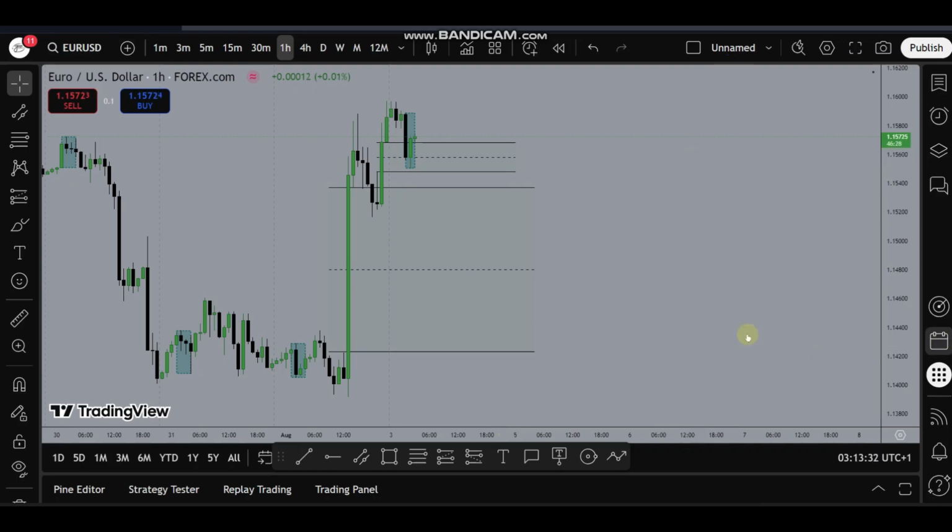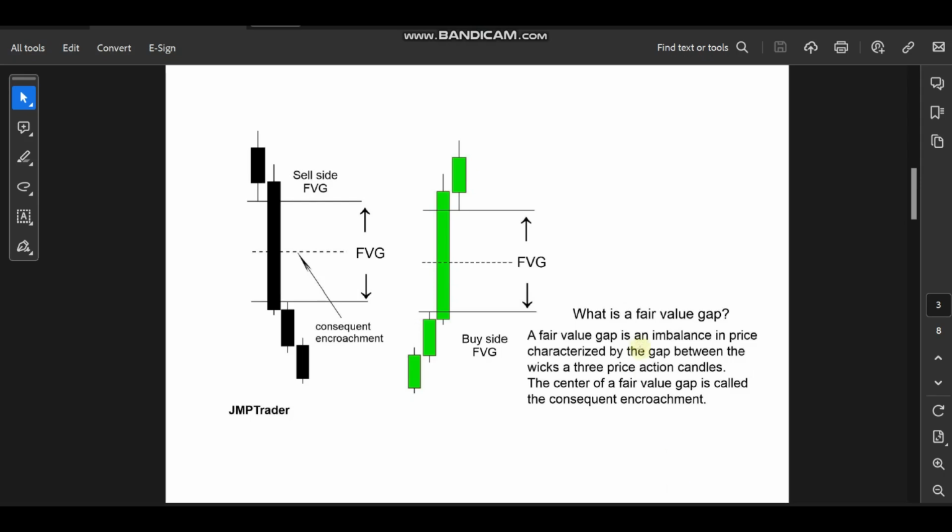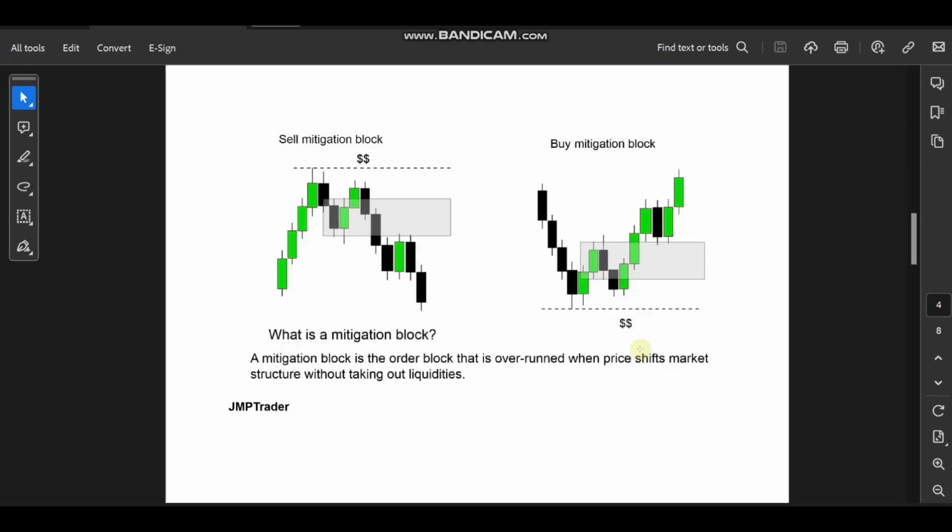So the next PD array on the list is the mitigation block. Okay, so what is a mitigation block? A mitigation block is the order block that is overrun when price shifts market structure without taking out liquidity. Okay, so what I mean by overrun here is, look at this diagram here.